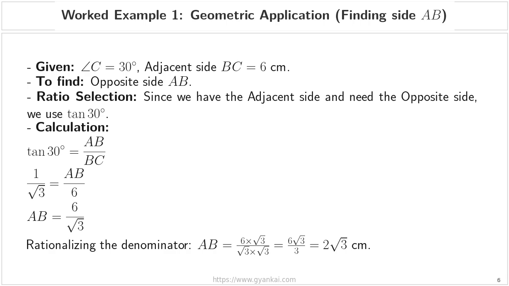Now that we have set up our problem in the previous slide, let's walk through the actual calculation for finding side OB. Keep this value in mind, as we will use it in the next slide to find the length of the hypotenuse, side AC. Worked example 1, geometric application, finding side AC.